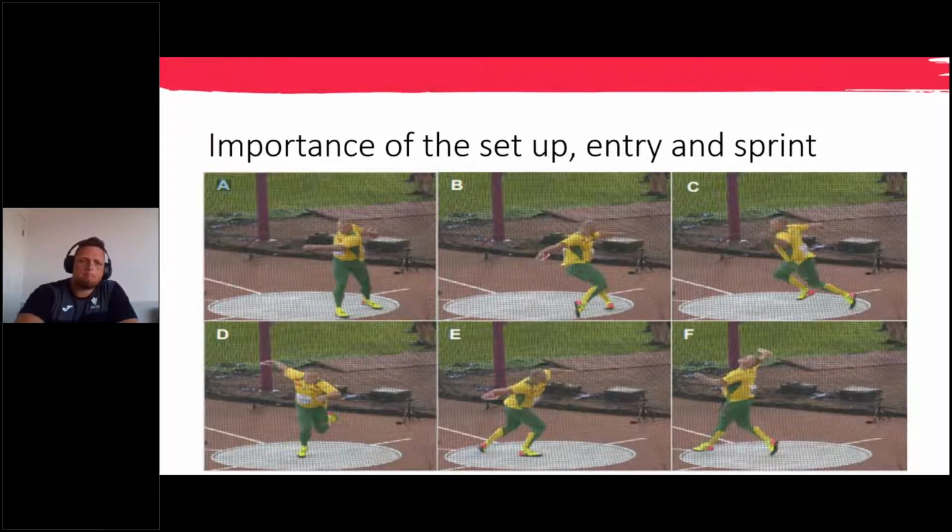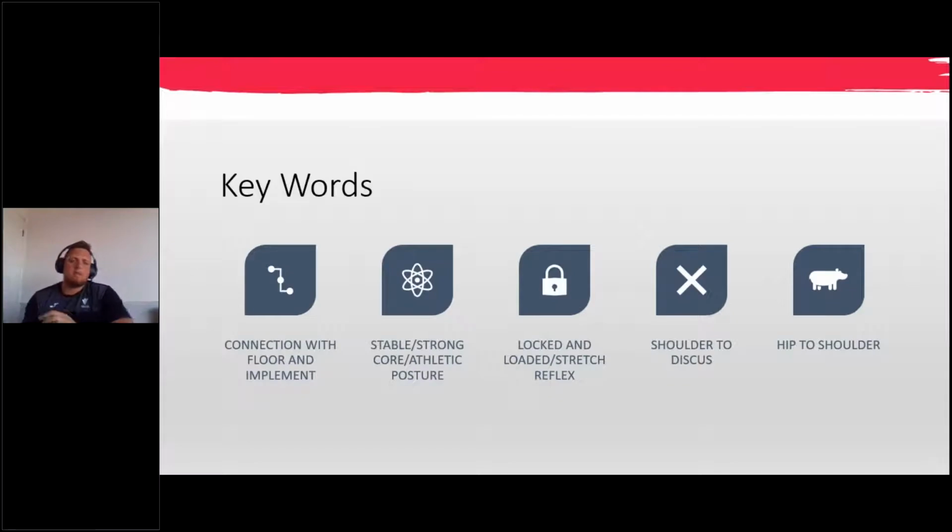If you do have any questions, again, pop them in the question box and we can come back to that. So, keywords I'm going to be saying a lot throughout this presentation are connection with the floor and implement. Connection with the floor, connection with the discus circle. I feel that if you are going to transfer power and speed into the discus, you must be connected with the floor. As soon as your feet are off the floor, you lose that connection and the ability to apply force.